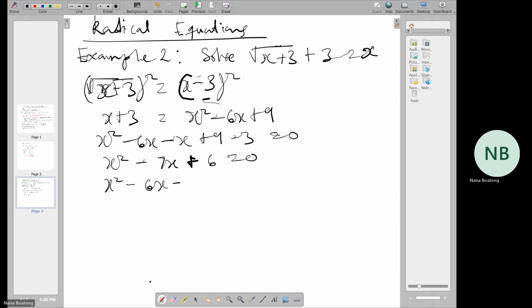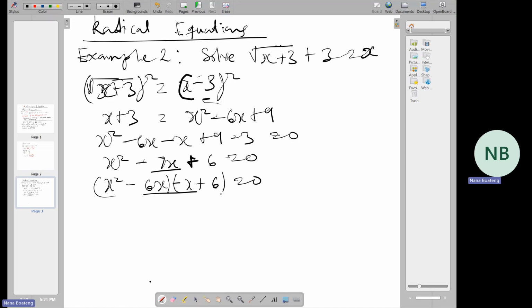We can factorize this quadratic equation as x squared minus 6x minus x plus 6 is equal to 0. So the negative 7x, you can write it as minus 6x minus x. And from here, we can factor these terms of the equation.